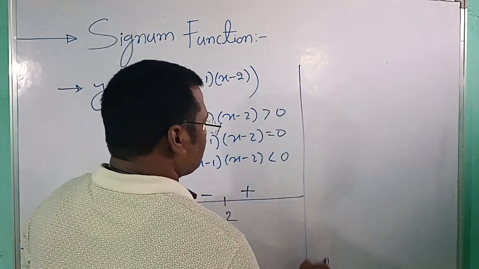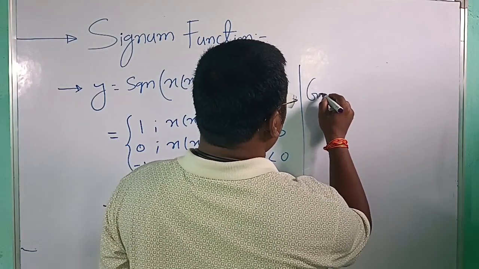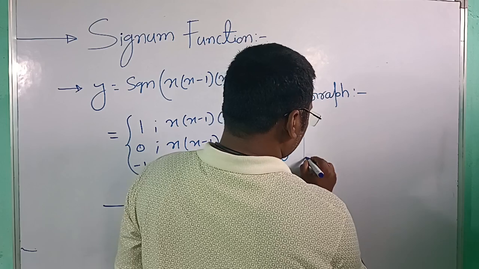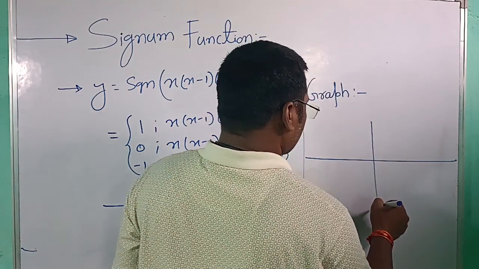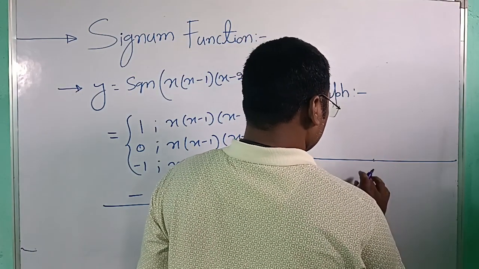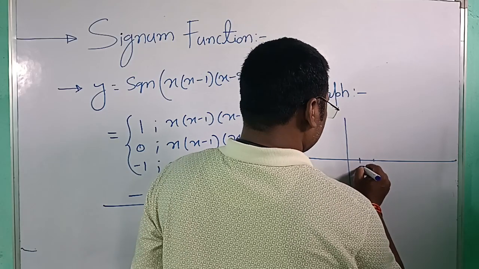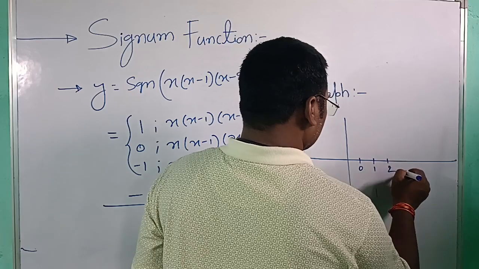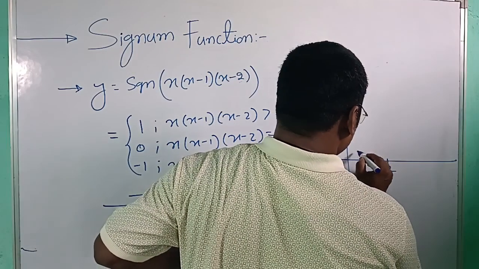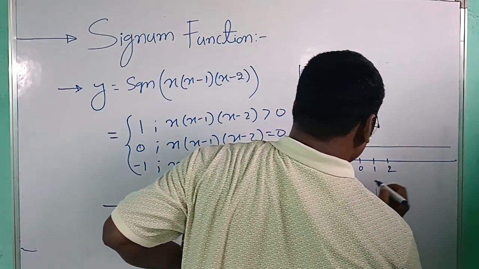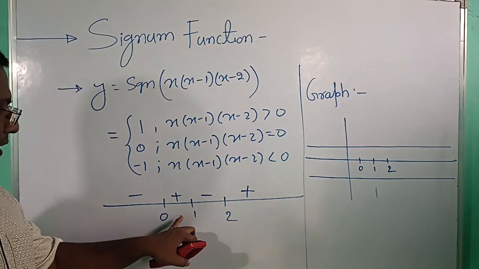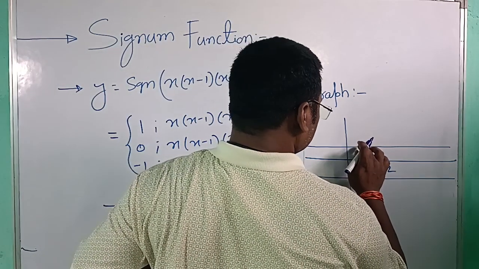Okay, so its graph will be: 0, 1, 2. This is 0, this is 1, this is 2. It will be 1, this is 1, this is minus 1. Okay, so it will be 1 for 0 to 1.